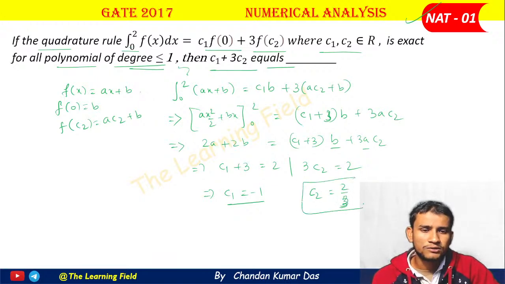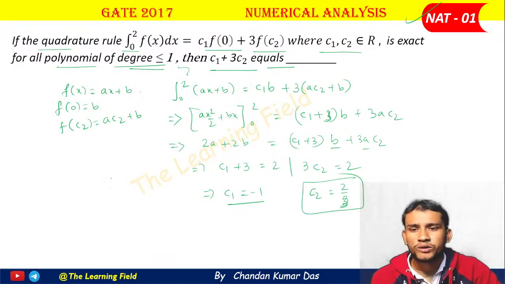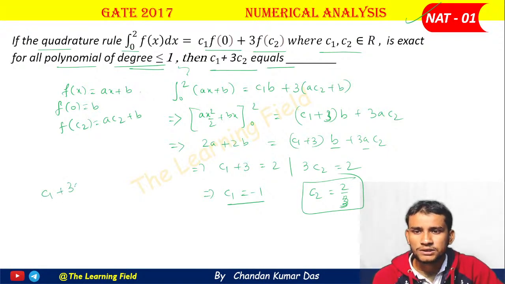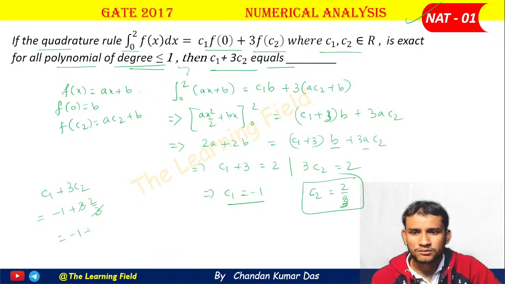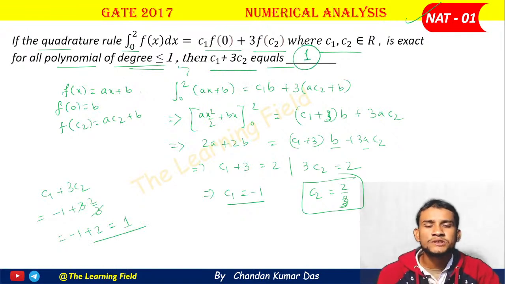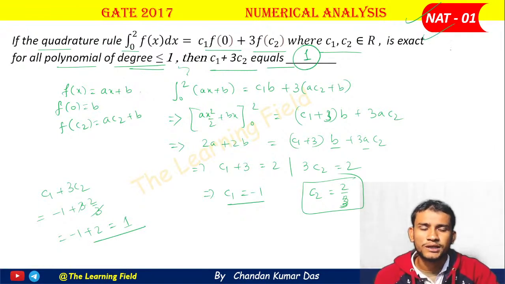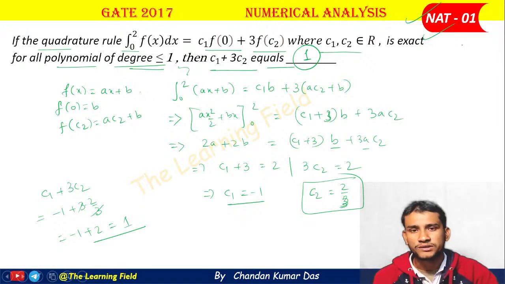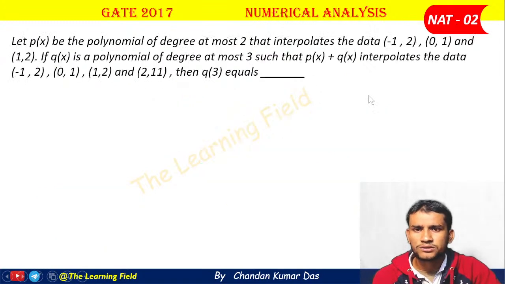So we get the values of c1 and c2, and now we need c1 plus 3 c2. c1 plus 3 c2 is equal to minus 1 plus 3 into 2 by 3, which is minus 1 plus 2, equal to 1. Therefore our required answer is 1. This is the second question, also a numerical answer type question of 1 mark. So go to the next question.